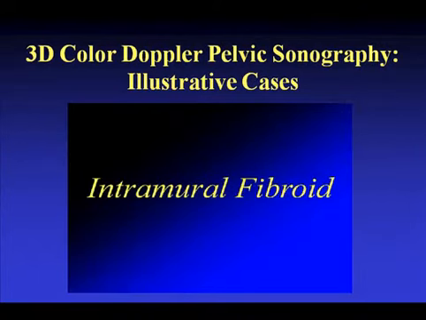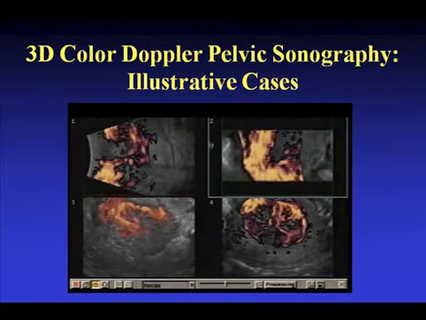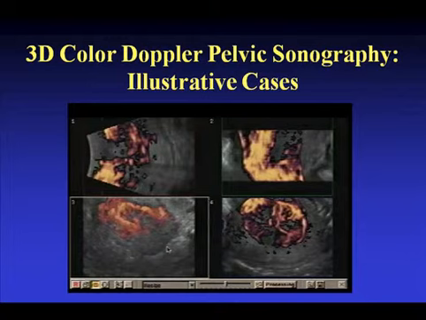This is an intramural fibroid with peripheral vascularity. This is prior to embolization, and one can see that as opposed to an adenomyosis where the vessels are diffuse, this lesion has a peripheral vascularity. I'll show you some of the vessels supplying this fibroid.